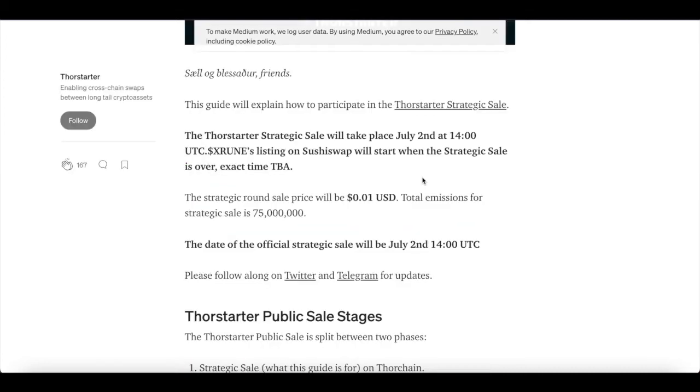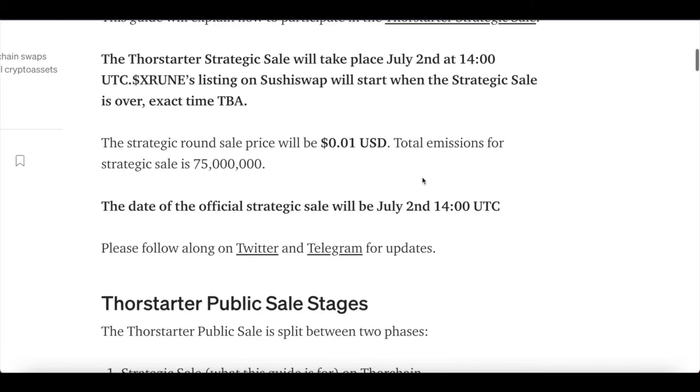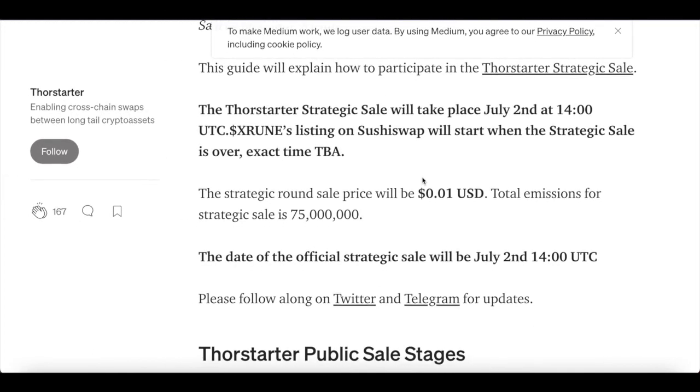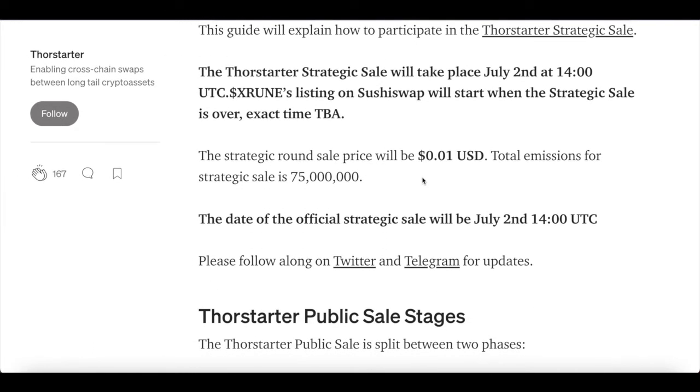But to make everything transparent, it is important to understand that the Thorstarter strategic sale will take place on July the 2nd. That's actually really good because this tells us that after the 2nd of July, Thorstarter will be listed on an exchange, most notably SushiSwap. And SushiSwap is a really popular exchange for many people who invest in cryptocurrencies or buy cryptocurrency.